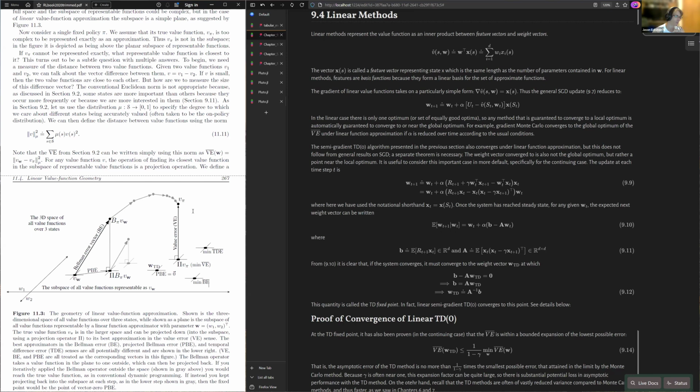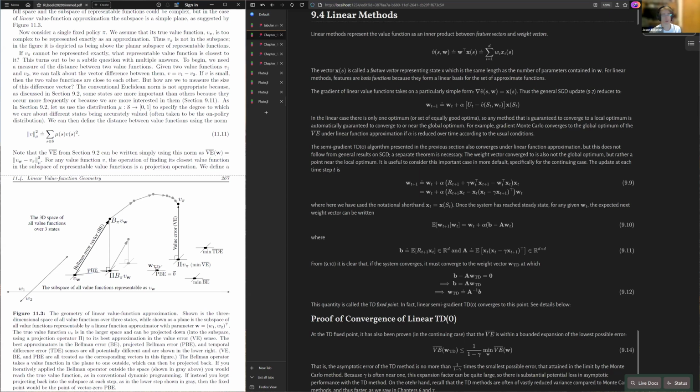We know it can only be zero outside of the plane, but there should be some point in the plane where this is minimized. And that is going to be some other point, a distinct point from the point of minimum value error. And then there is this other point: if you project this Bellman error vector into the plane and compare it to the starting point, this line is called the projected Bellman error.